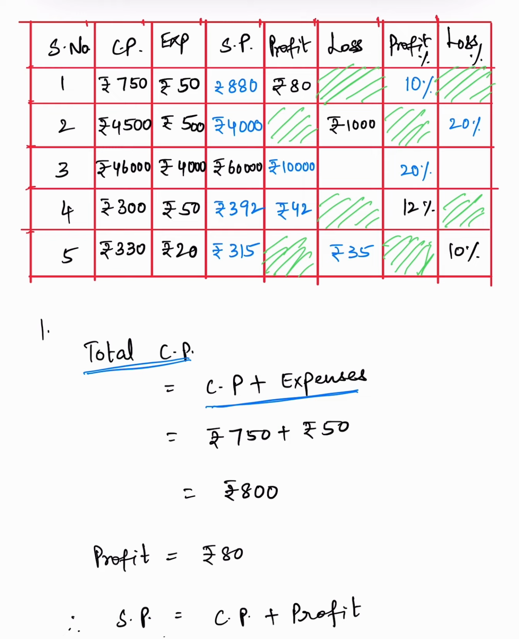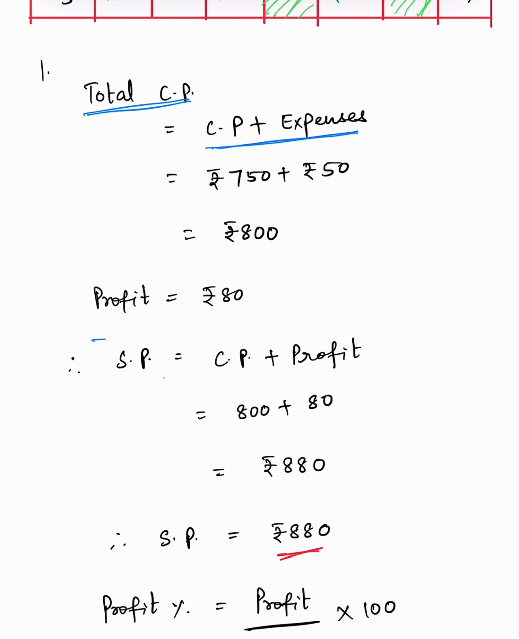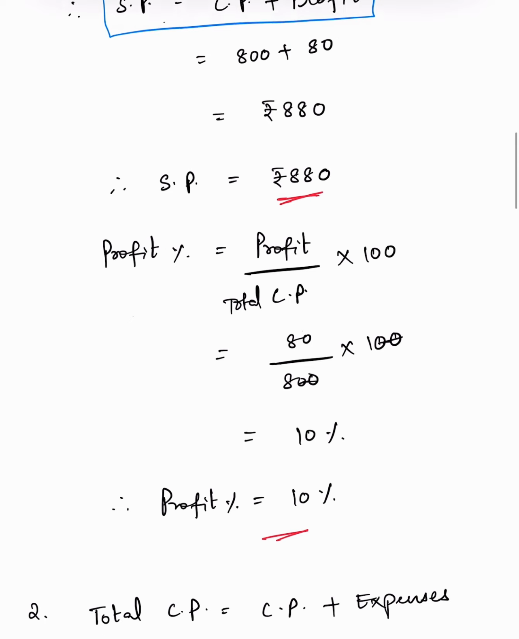Hereafter total cost price should be considered as cost price. Profit is given as 80 rupees. So what is the selling price? Selling price is cost price plus profit. So that is equal to 800 plus 80, which is equal to 880. This is the selling price. Selling price is 880.